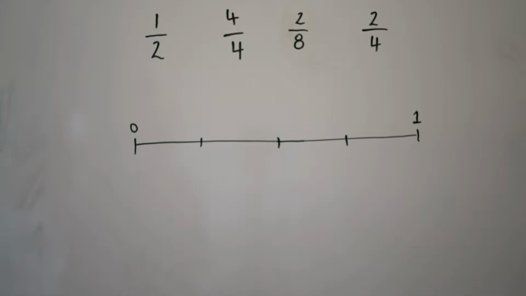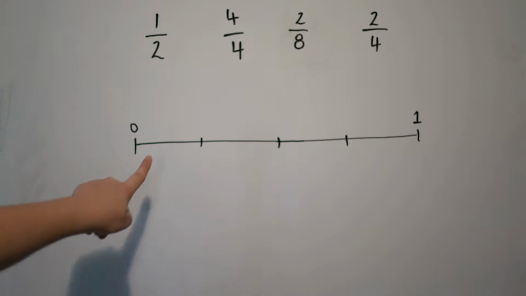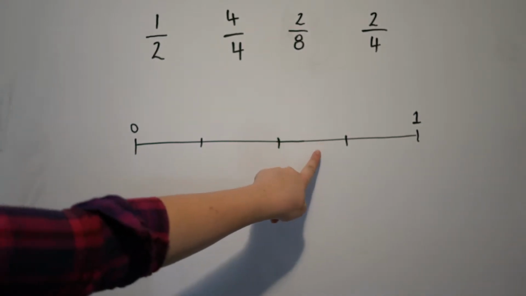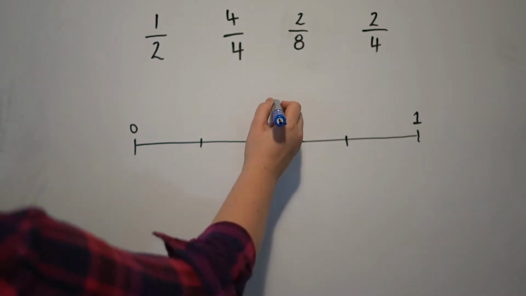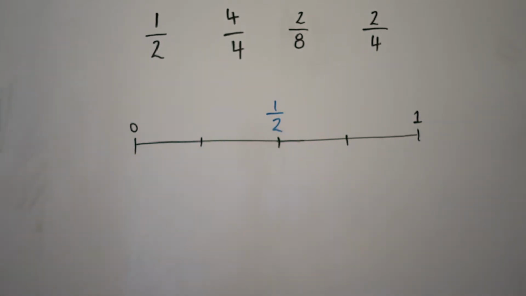Here we have 4 different fractions and a number line. I'm going to show you how we can use this number line to order these fractions and work out what is the smallest fraction and what is the largest fraction. I have separated my number line into 4 different sections. As you can see, 1, 2, 3, 4. I know that halfway between 0 and 1 is 1/2. So I'm going to place my 1/2 on my number line. 1 out of 2 is the same as saying halfway between 1 and 0.